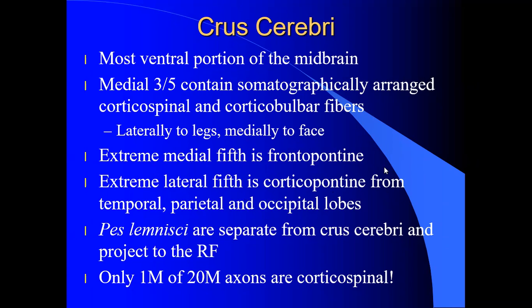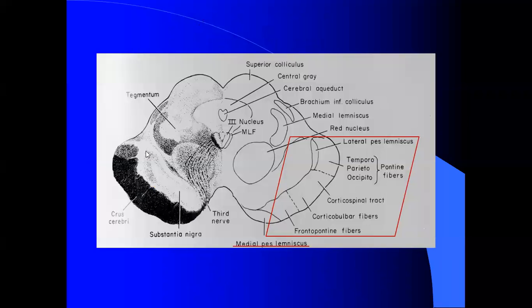And that medial portion is the information that we deal with most often clinically in terms of corticobulbar, corticospinal. There's a separate little group called pes lemnisci, the foot of the lemniscus, which has to do with reticular formation. And we've already talked about this. And here's a picture of a Weigert stain, and here you have the organization. We talked about this: pes lemnisci going to the reticular formation, frontopontine, corticobulbar, corticospinal, and then the rest of the cerebral hemisphere. Okay, and that's it.